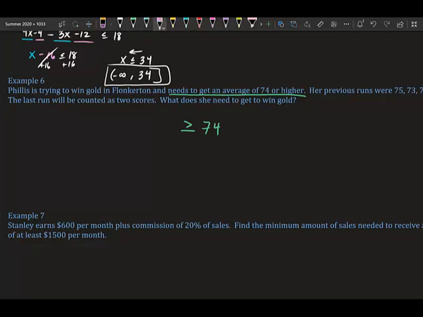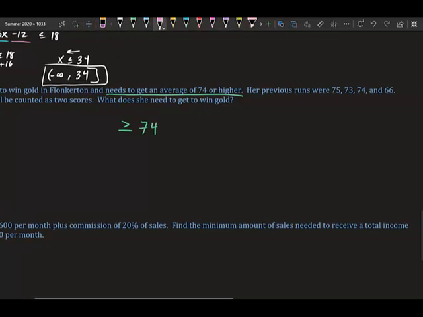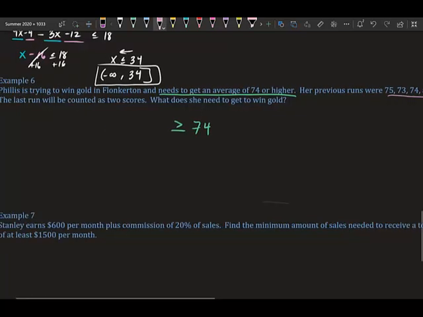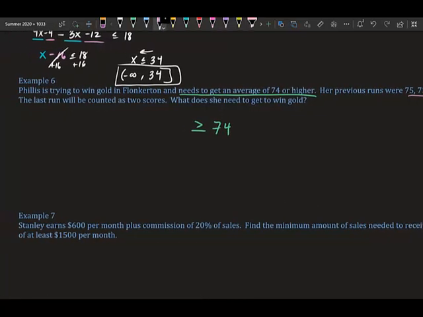So we're given her first scores: 75, 73, 74, 66. So 75 plus 73 plus 74 plus 66. Then they also tell us what does she need to get to win gold. So the last run, we need to know what does she need to get on that last run to win gold. But the last run counts as 2 scores. So plus x plus x.